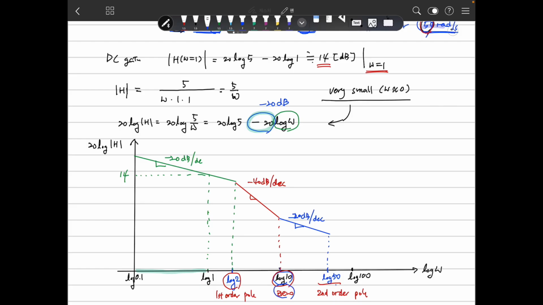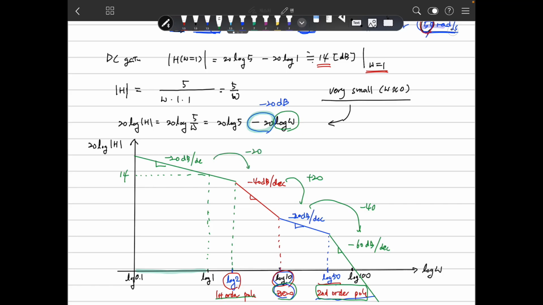And we meet other poles, but this pole is the second of the poles. So in the case of the second pole, the slope changes by minus 40. So the slope change is in this manner here. Then there will be minus 60 dB per decade. Why? Because the second pole changes the slope by minus 40, the zero changes it by plus 20, and the first pole changes it by minus 20.